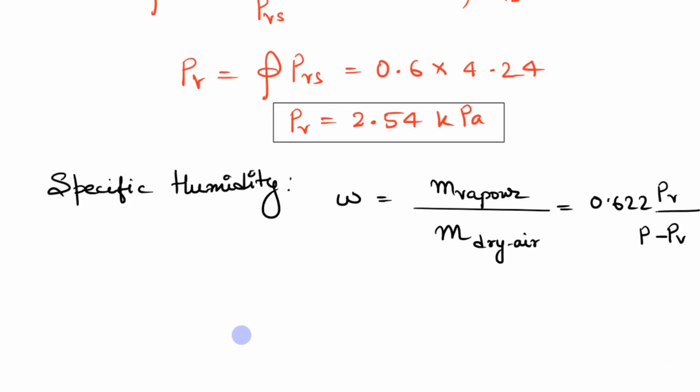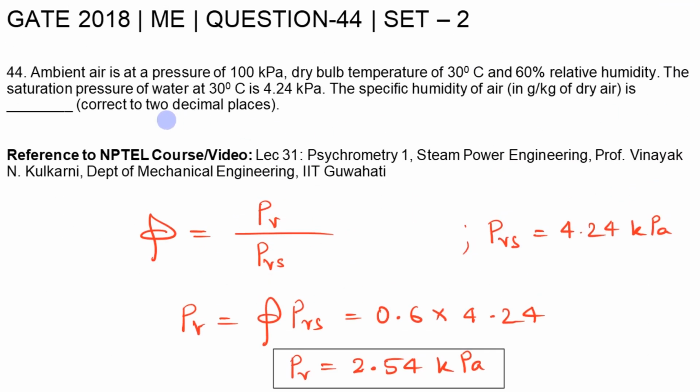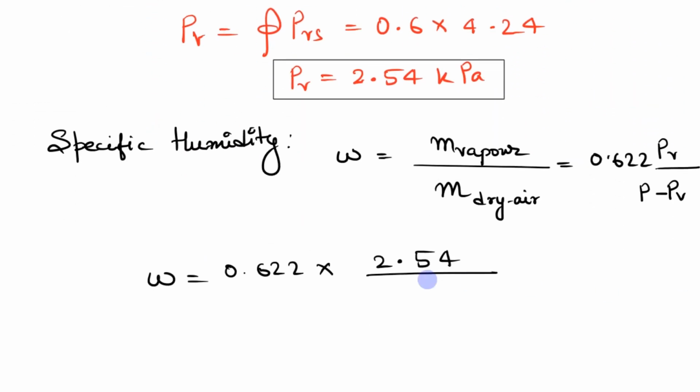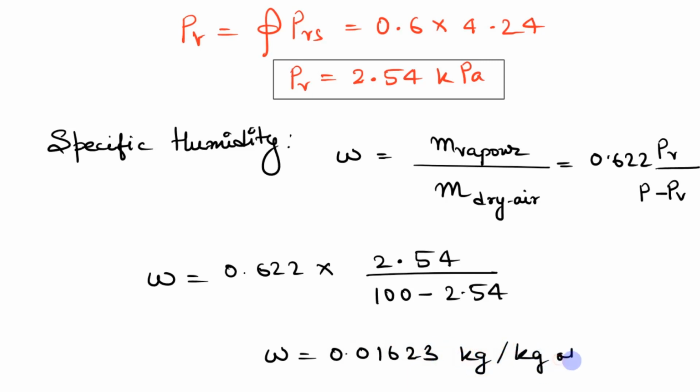the ambient pressure. And we just found the value of PV, so omega we can find using this formula: 0.622 multiplied by PV, which is 2.54, divided by P. The P is given in the problem, ambient air is at a pressure of 100 kilopascal. So let's write here 100 minus PV, that is 2.54. From here you can get omega is equal to 0.01623 kilogram per kilogram of dry air.